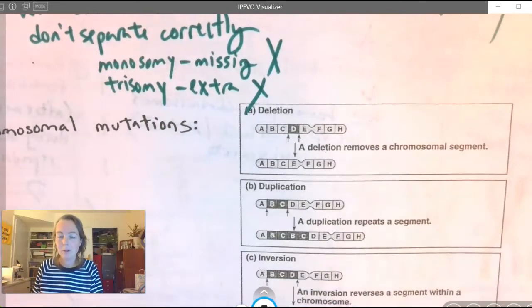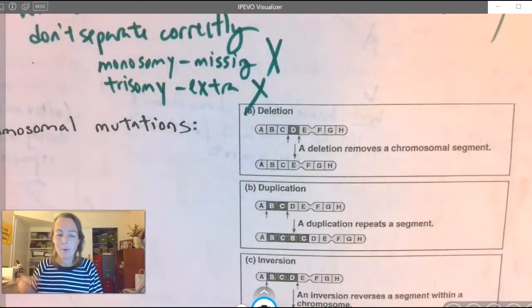Other things that can happen are chromosomal mutations where parts of the chromosome are added or deleted. But we'll talk about that more later.